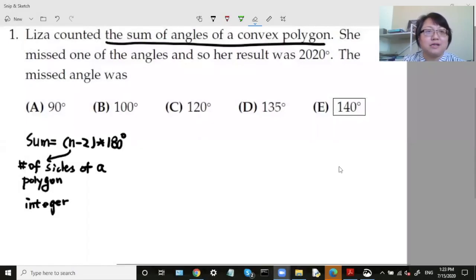Problem 1. Lisa counted the sum of angles of a convex polygon. She missed one of the angles, and so her result was 2020. What is the missed angle?